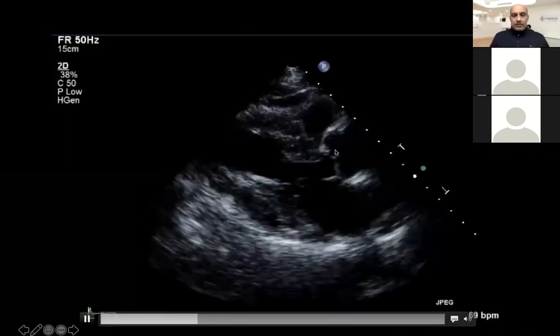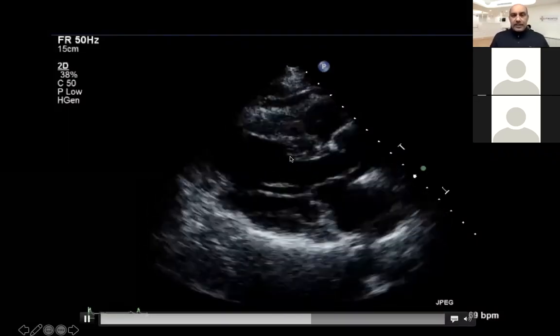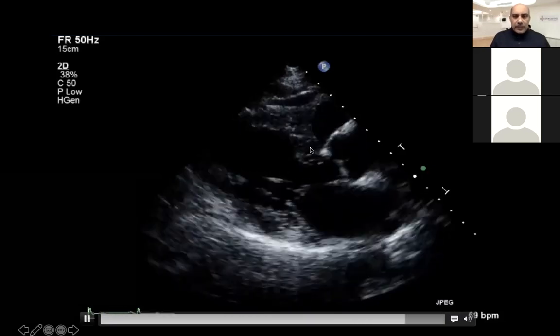I'll give you an example. This is a parasternal long axis view, right? You look at this particular segment.